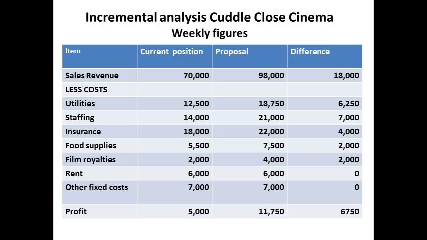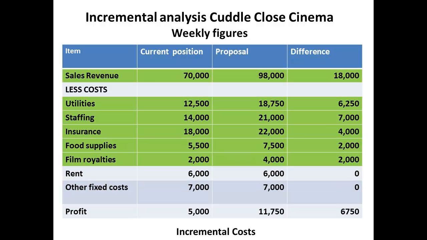Now we carry out the incremental analysis part. You can see that some figures show a difference, but those for rent and other fixed costs do not, and so these are not relevant to the decision. We have highlighted the costs that are not relevant.